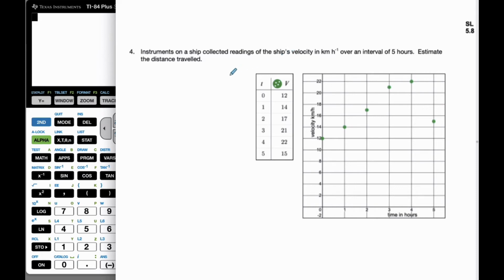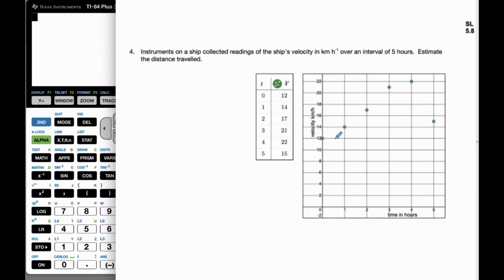So in this problem here, we have instruments on a ship that collect readings of the ship's velocity, v, in kilometers per hour over a 5-hour interval. We want to estimate the distance traveled. Well, here is our table, and I've taken the liberty to make a graph out of it. And so if the velocity is on my y-axis and time is horizontal, the distance is the area underneath here.